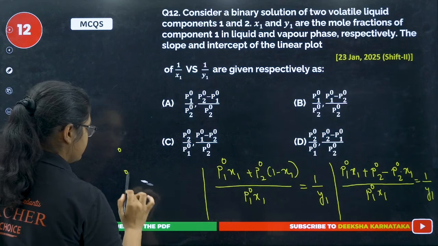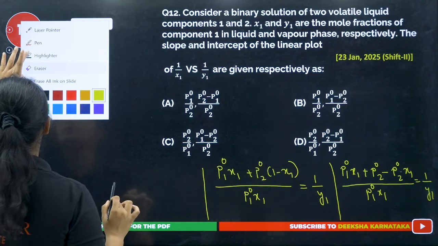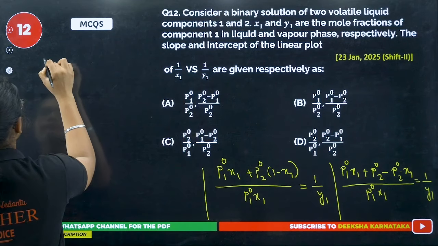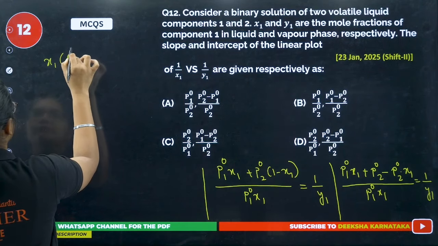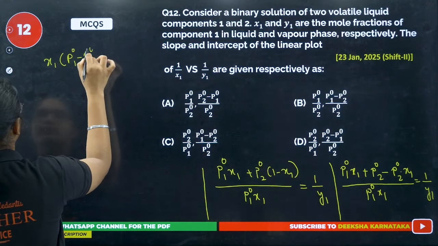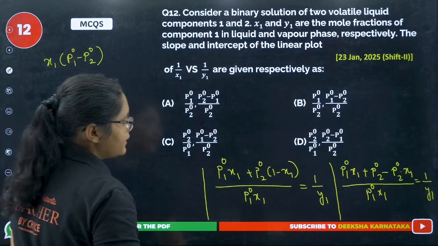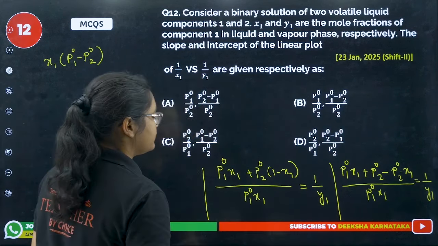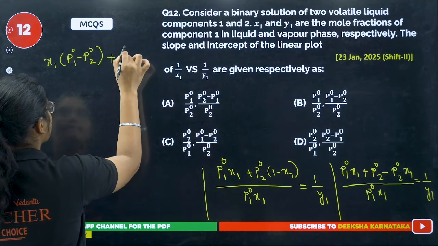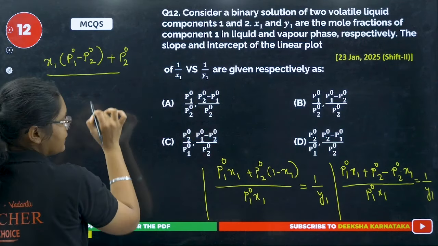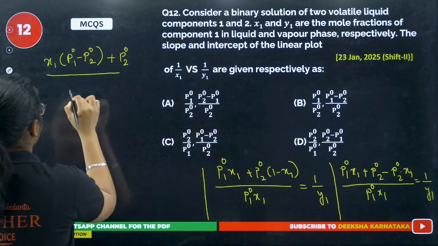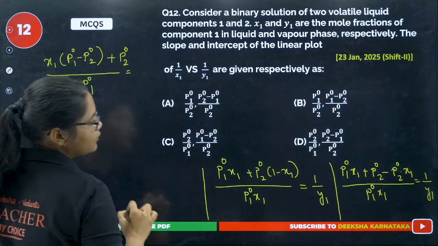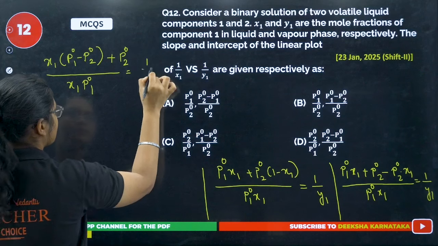Just have this one. Yeah, so I have this x1. If I take common, I will have P01 minus P02. I'll have x1 common, P01 minus P02 plus P02 is there, whole divided by x1 P01 I have, is equal to 1 by y1.